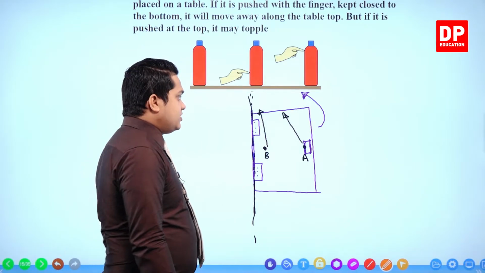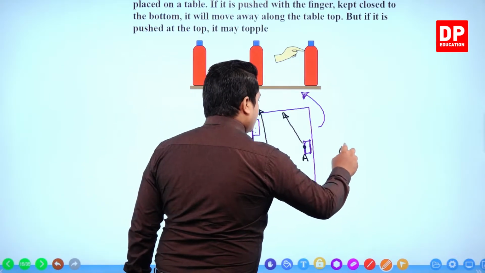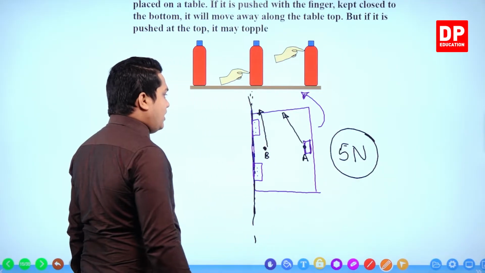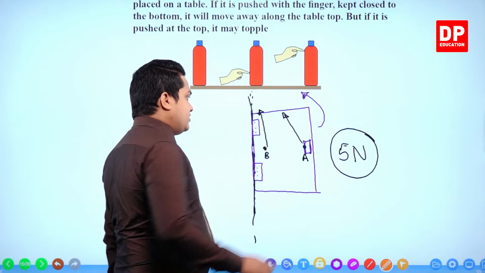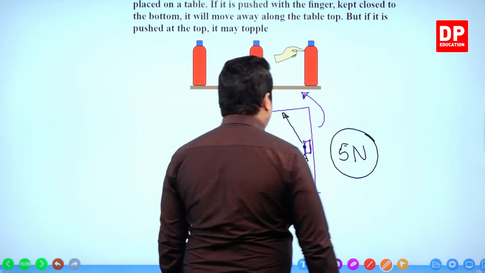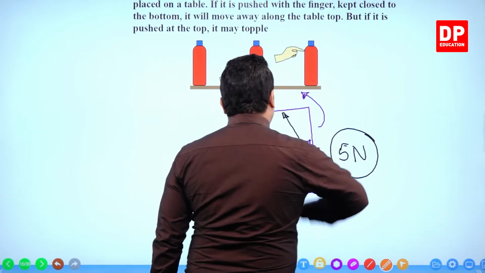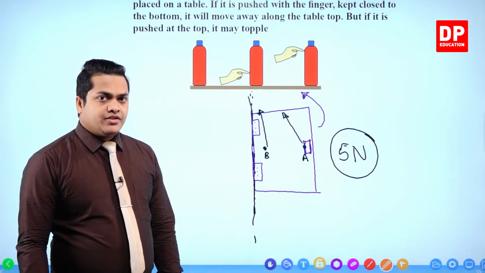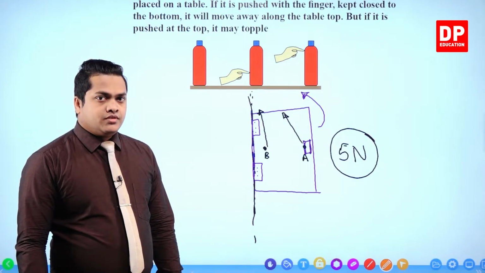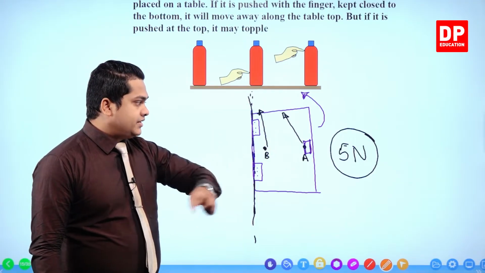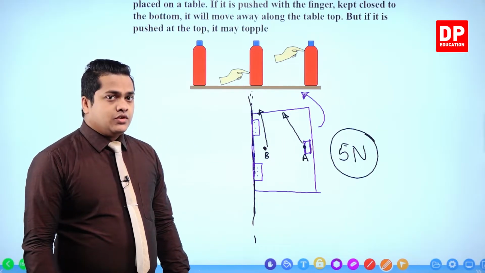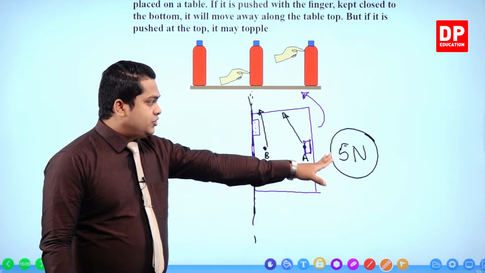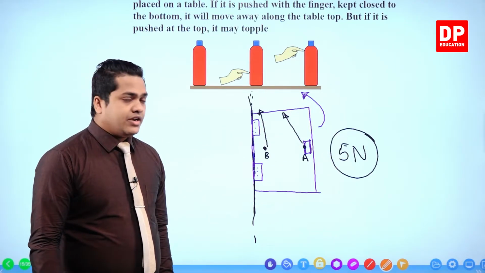Now let's imagine that 5 Newton force should be applied to open this door and you have to apply it in that direction. If I'm here like this, then I need to push it like this. Okay, you need to push like this to open the door. So you know the direction, that is the direction, and you know the magnitude, this is the magnitude.